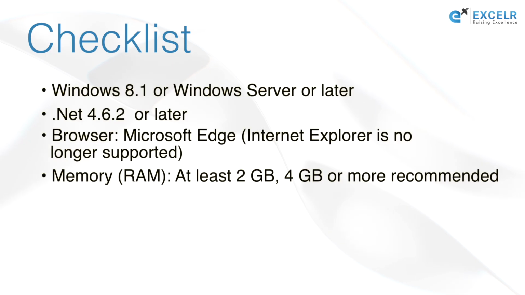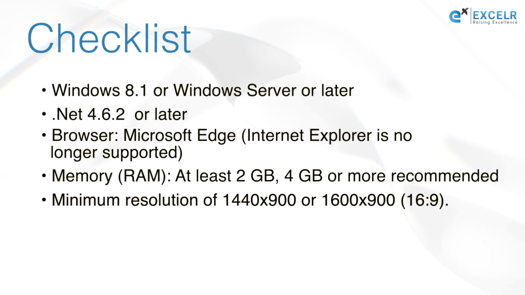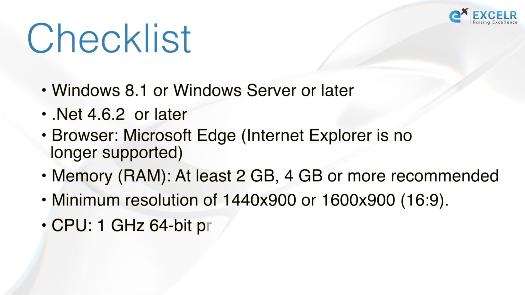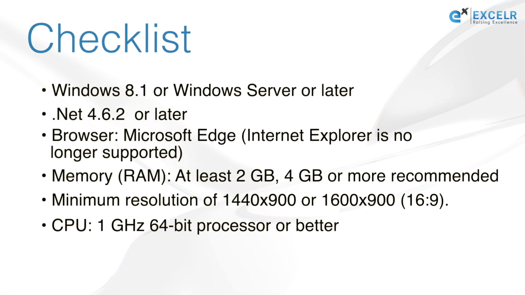Also, the display should be at least 1440 by 900 or 1600 by 900, which is required. And the CPU should be 1 GHz and a 64-bit processor is better recommended. So these are some of the prerequisites that you can go through, and once you have ensured all of these, we can now go ahead and install Power BI. So let's get started with installation.